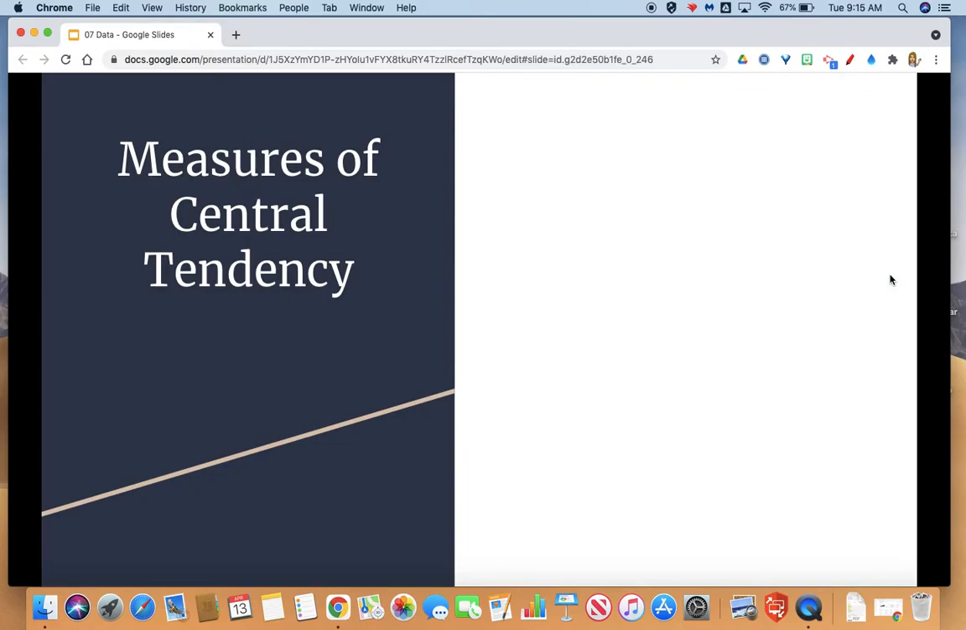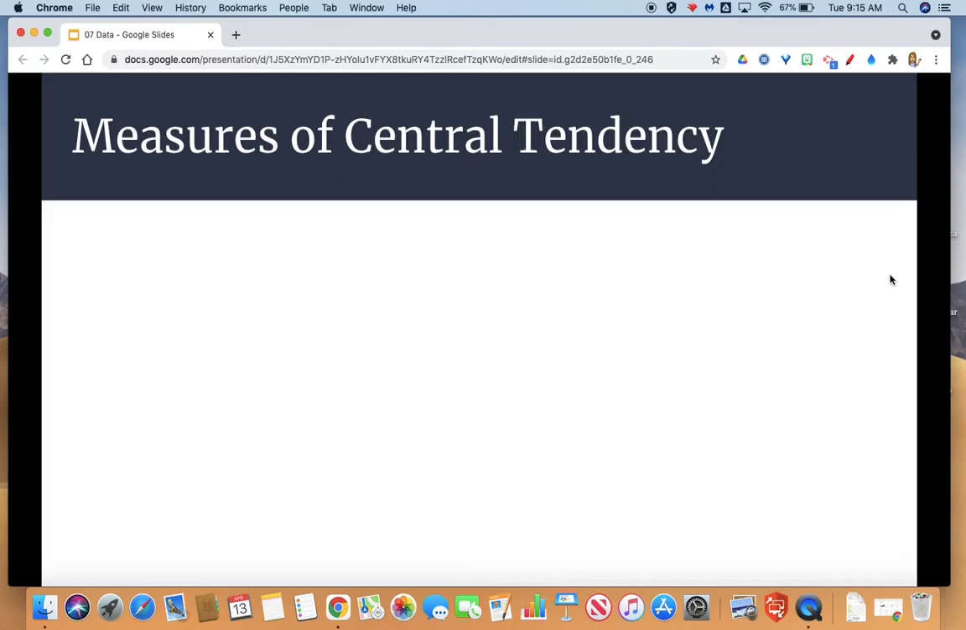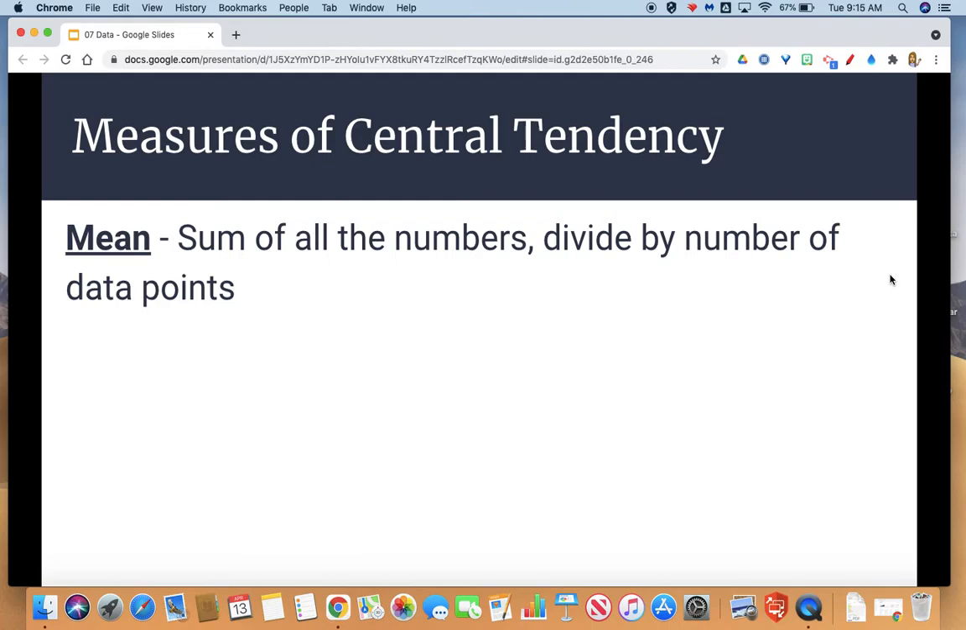Our first landmarks we're going to talk through are measures of central tendency. Some things to know about measures of central tendency is they're used to describe the center of our data, and all of these can be considered averages. Our mean is when we add up all of the numbers and divide by the number of data points that there are. A lot of times people connect the mean with the average, but it's not the only landmark that can be used as an average.